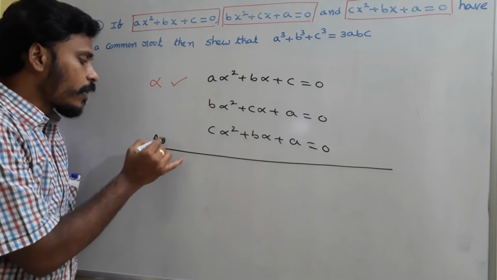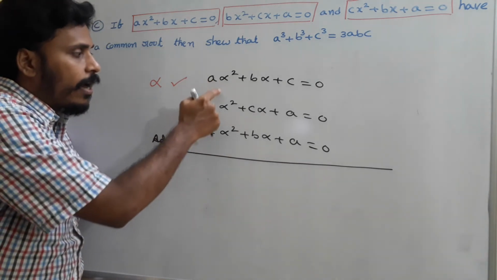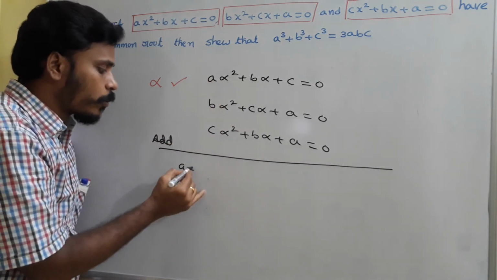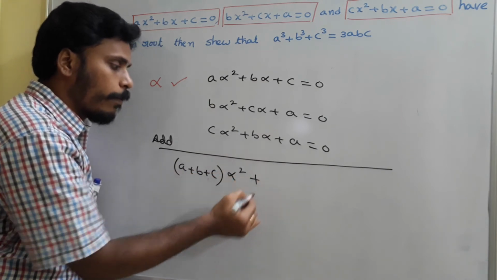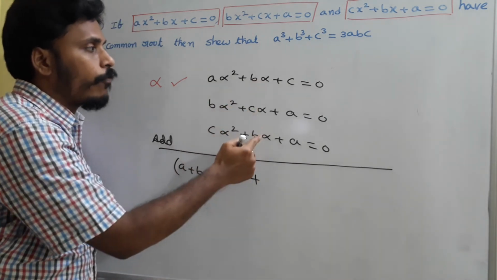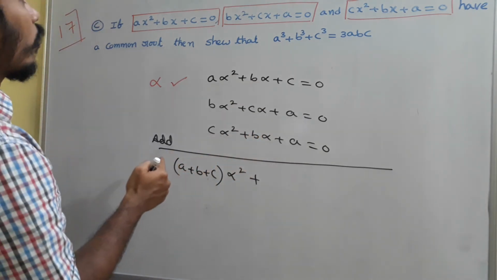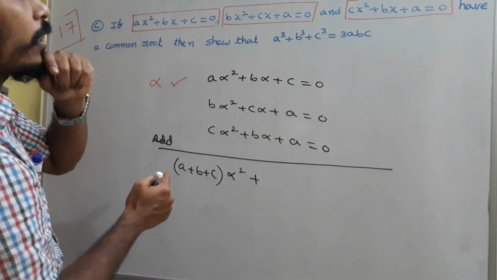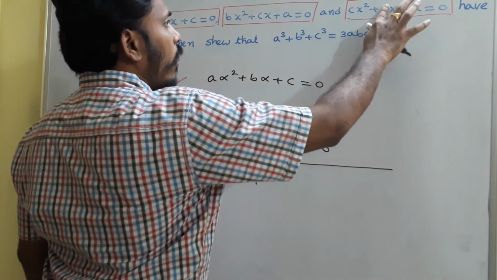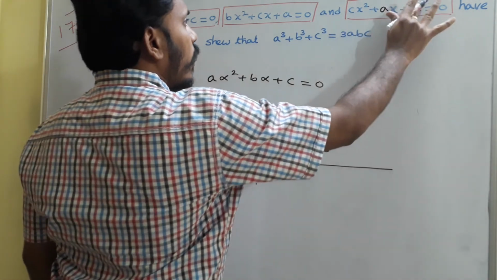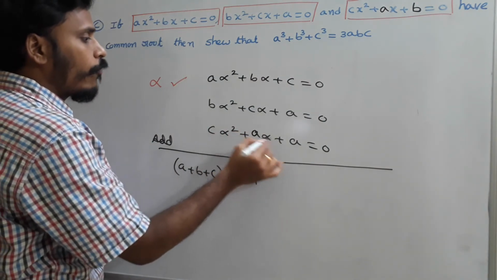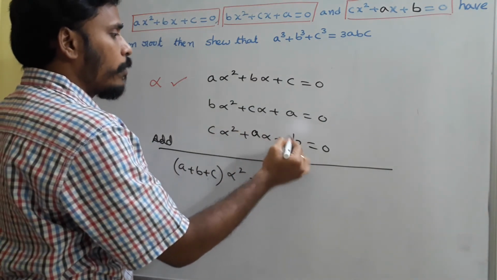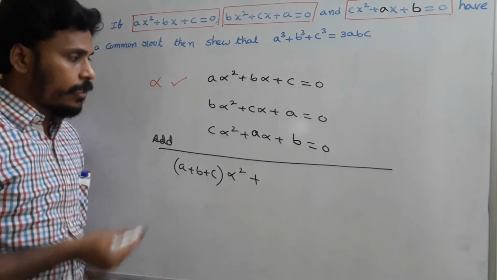Add. If you add, what will happen? a alpha square, b alpha square, c alpha square, then it becomes a plus b plus c times alpha square plus b alpha, c alpha. I made some mistake somewhere, okay? a, b, c, b, c, a, here it is not c, b, a, okay? It must maintain a cyclic order, it is c, a, b, right? And that's why you need to take here a alpha and here b. There is a small mistake there. cx square plus ax plus b, okay?